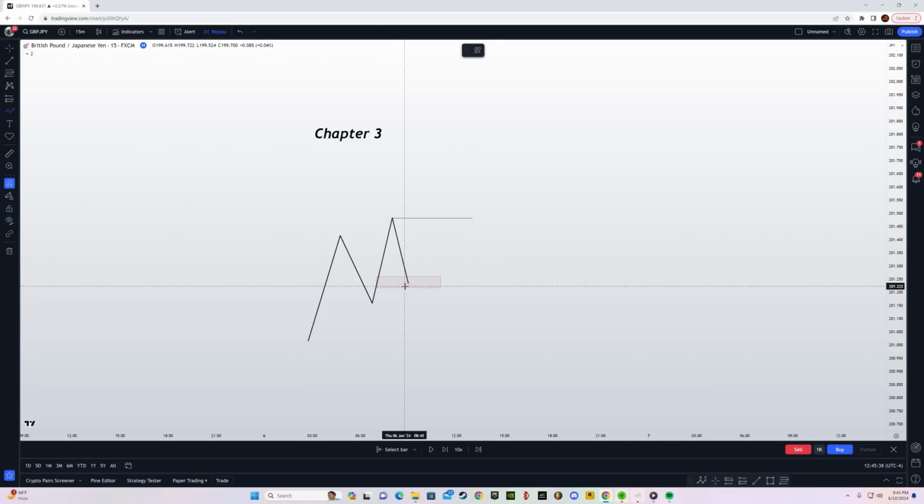And from this fair value gap, we can drop down to a lower time frame. So let's assume that this fair value gap is a daily fair value gap, and then we drop down to the 1 hour time frame. We simply look for a market structure shift. Once we get the market structure shift, our bias is confirmed. The price will go towards the ERL.